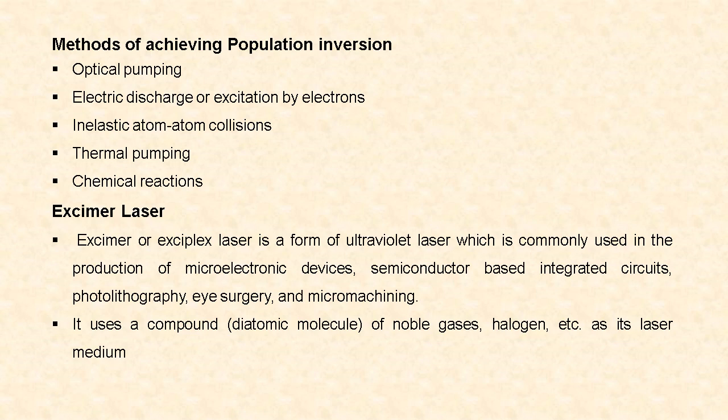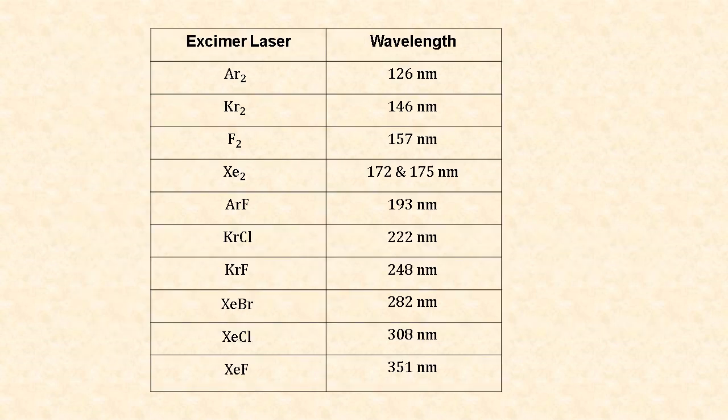Next is the Excimer laser. Excimer or Exciplex laser is a form of ultraviolet laser which is commonly used in the production of microelectronic devices, semiconductor based integrated circuits, that is IC chips, photolithography, eye surgery and micromachining. This Excimer laser uses a compound or diatomic molecule of noble gases, halogen, etc. as its laser medium. The table shows the wavelength of different Excimer lasers.